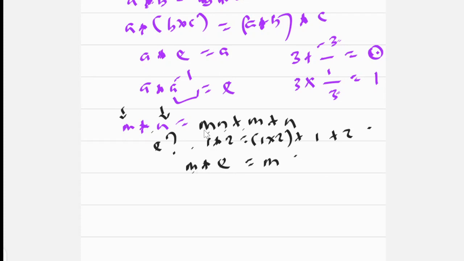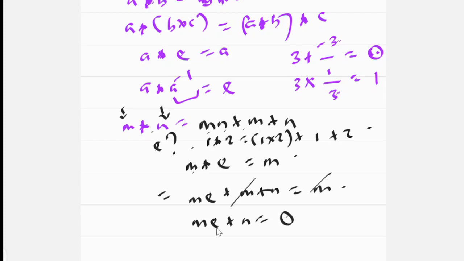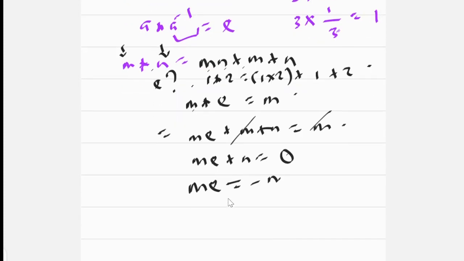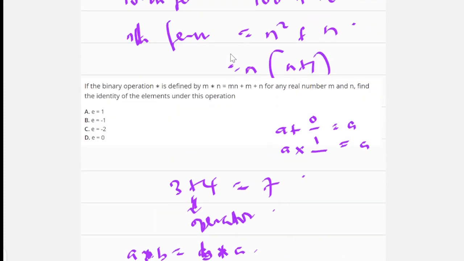So then m star E gives me mE plus m plus E, which is equal to m, by the properties of identity. You see that this will cancel this. Then what do I have left? I have mE plus n equal to 0. And don't forget, we are interested in finding the value of E. Then if you collect like terms, you have mE equal to minus n. If m is equal to minus n, then E will be minus n over m. Let us check that very well.